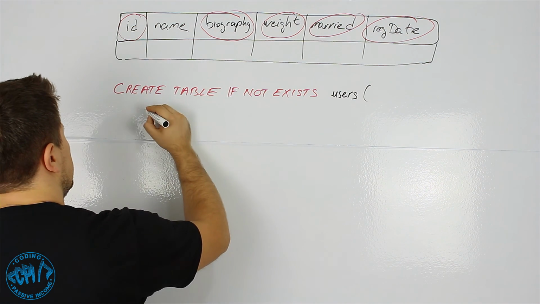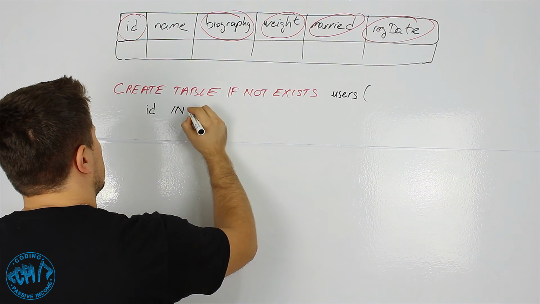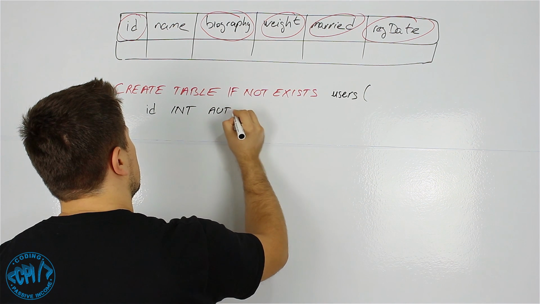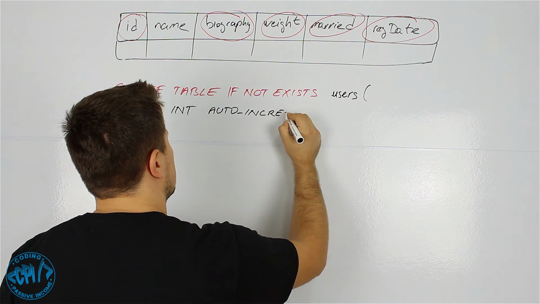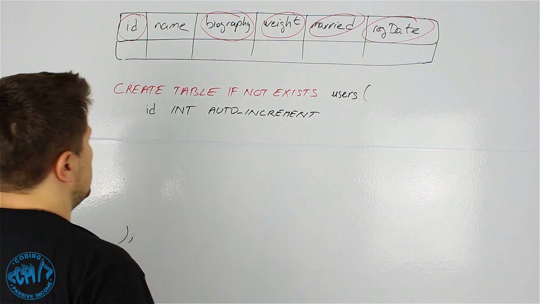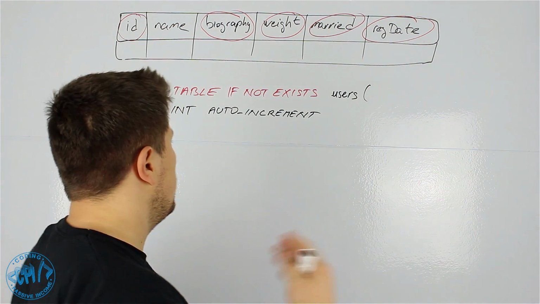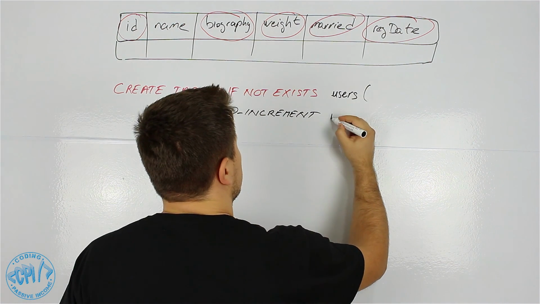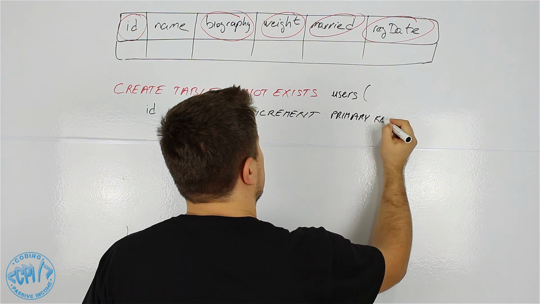So ID, we said it will be the integer, and also I'm going to say it will be auto increment, which means that for every new user this ID will be bigger by 1. Okay, and I will also say it will be primary key.